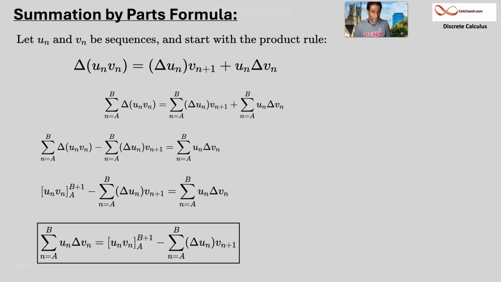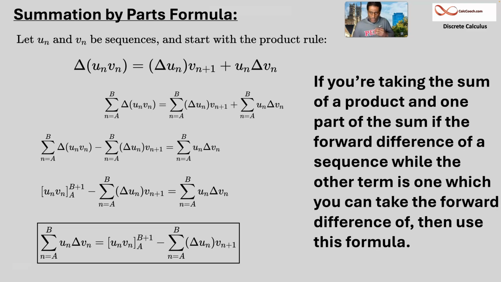summation by parts. There'll be two terms multiplied together. They're sequences themselves, and it's up to you to look at one of them and recognize it as the forward difference of another sequence, and then we can execute the formula. The other piece that's left over needs to be something you can take the forward difference of without too much trouble. All right, let's see it used in two examples.